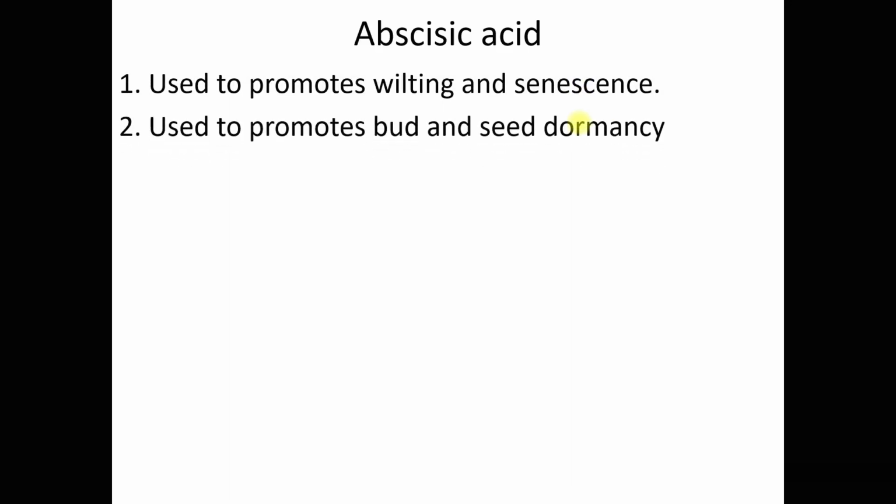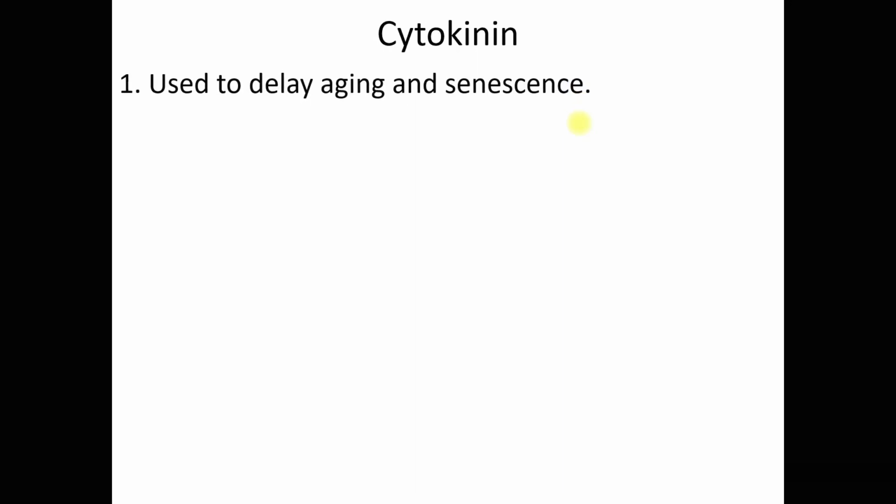Abscisic acid, or synthetic abscisic acid, is used to promote wilting and senescence. It is used to promote bud and seed dormancy, and to inhibit plant growth. That's abscisic acid. Cytokinin is used to delay aging and senescence of plants in agriculture. I think only one.